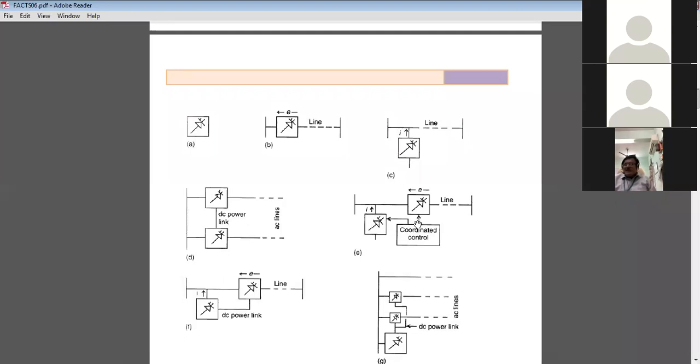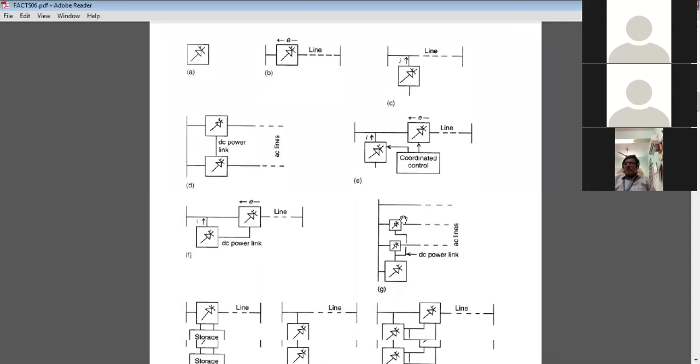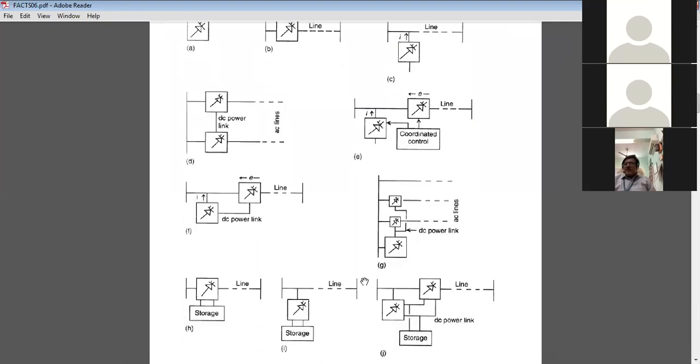In this case, the DC terminals are not connected, so this controller is called coordinated control, remember. So that is the difference between a unified control and a coordinated control. You can see that here multiple controllers are there, that is shunt one and two series controllers. Then here the same series FACTS controllers with storage.